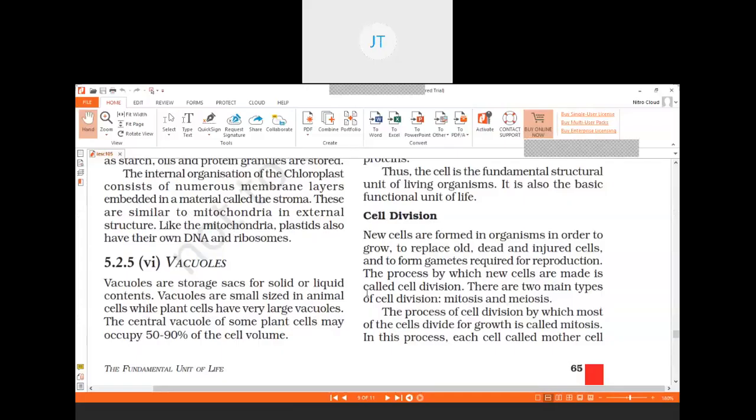Yes, sir. I can't see the page of your textbook. Okay, okay, let me show you once again. Okay, now you can see. Yes, sir. Okay, maybe I opened that PPT, that's why you could not see. Okay, now you can see.